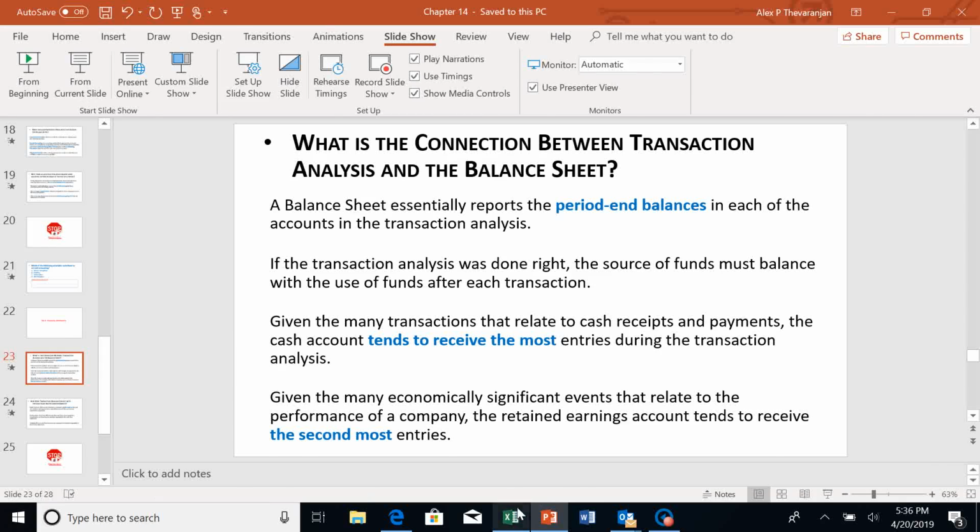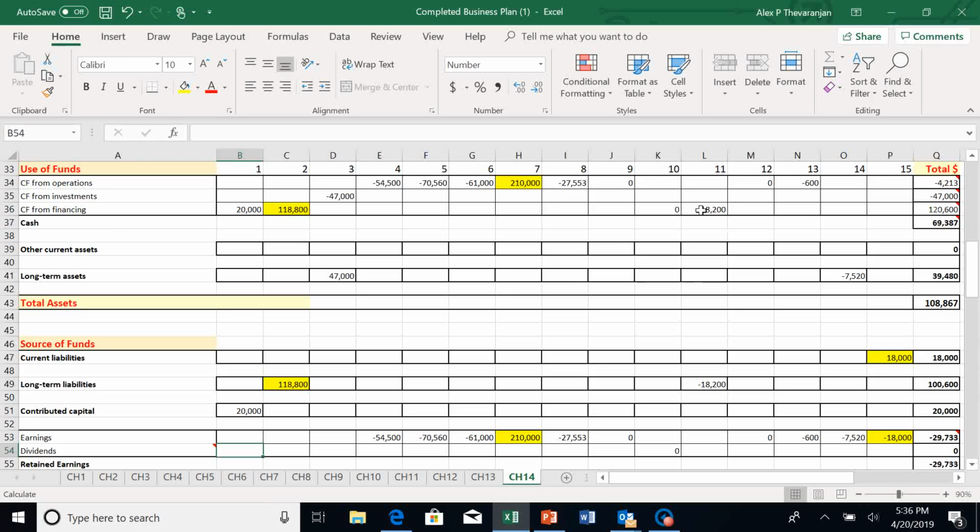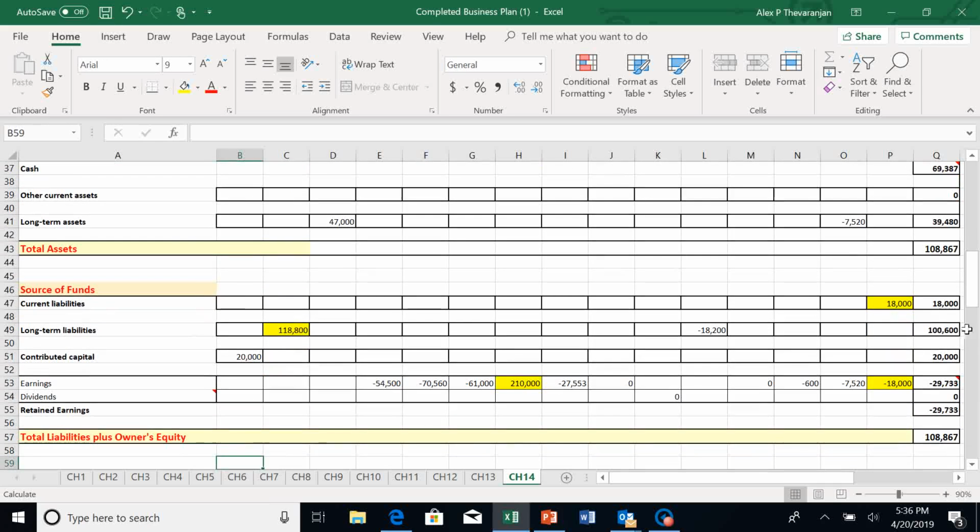What are we saying? If you look at here, all that the balance sheet does is it looks at your cash balance. Okay, we have 69,387 at the end, other current assets 0, and you have long-term assets after the depreciation is so much, your total assets so much, and here is your current liabilities. This is what you had to pay to the owners. This is your long-term liabilities. You borrowed so much, you paid this off, then contributed capital so much, and here lots of entries on earnings.